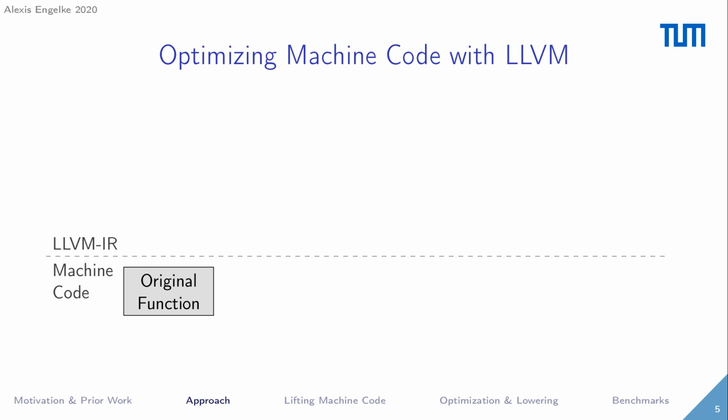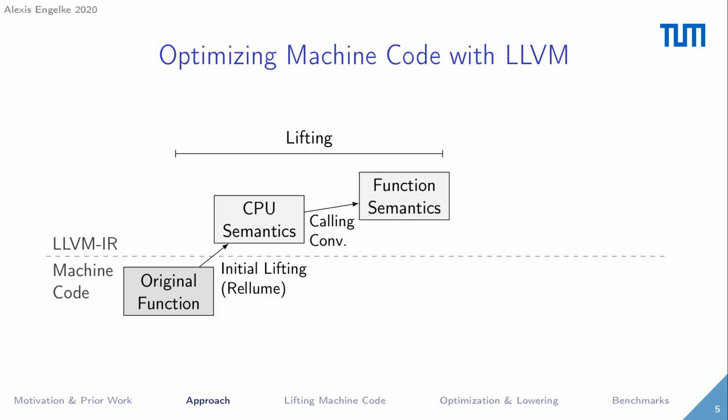Here is an overview of our optimization procedure. We start with the machine code of the original function. We then lift the raw semantics of the machine code to an LLVM-IR function. For this, we reuse an existing lifting library, Rellume, which has a strong focus on performance. In the next step, we need to apply the calling convention to model function semantics at LLVM-IR level. This is necessary so that LLVM knows which parameters the function takes and what type they have, so that the new code has the same interface as the original code.